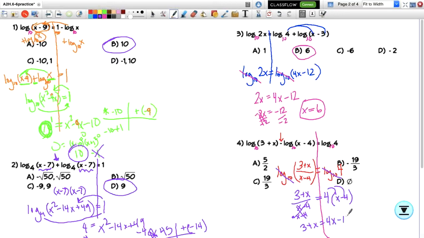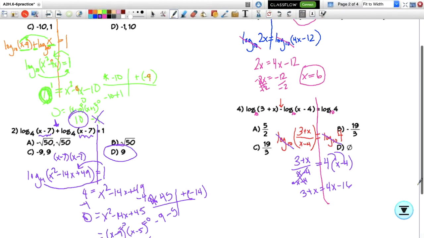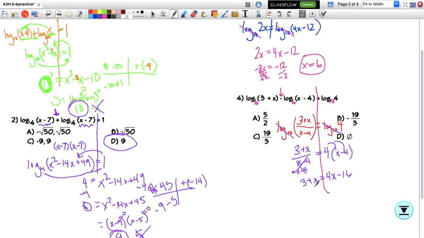4x minus 16. Now this is where you start to like the way it looks, right? I'm going to minus x and get a 3x over here. I'll add 16, I'll get a 19 over here. Last step, divide by 3, and I end up with positive 19 thirds. Boom, C is my answer.